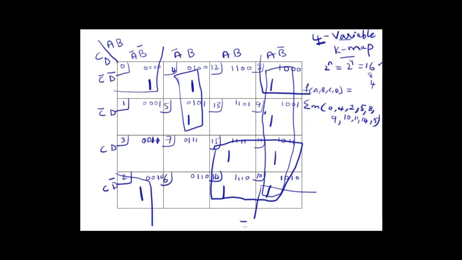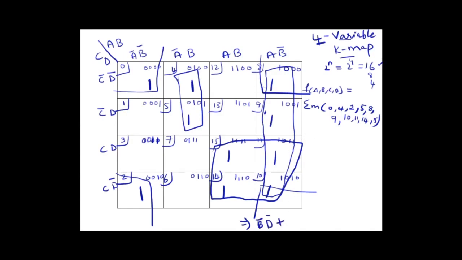Now for the first 4-1 group, I can write a solution as follows: first the corner ones group. This is one column, this is one column. So in both the columns, what is common? B bar is common. Next, from both rows, first row and last row, D bar. Plus, one group is done.